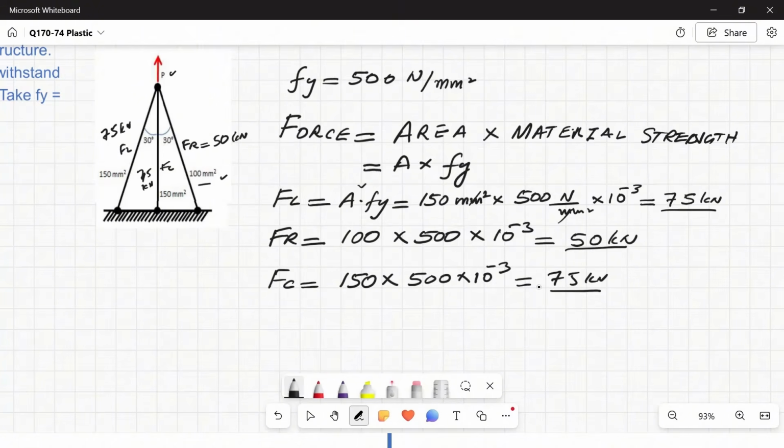Now, if I had to analyze this structure using elastic analysis, then I will sum up the vertical component of the left and right columns. But here we are not required to find the elastic force. We need to find the force taken by this tripod plastically.